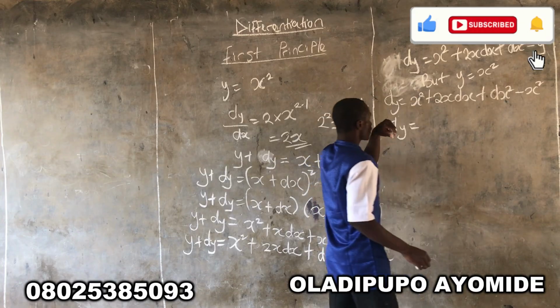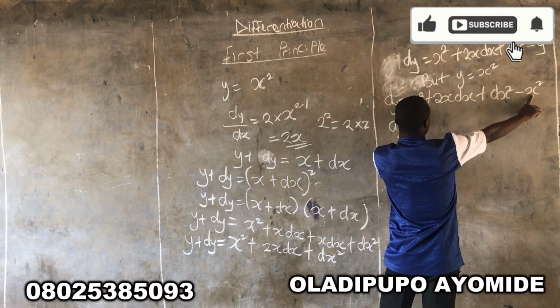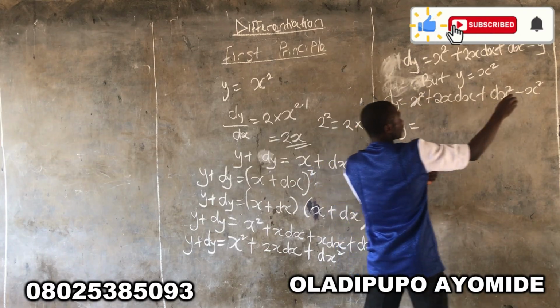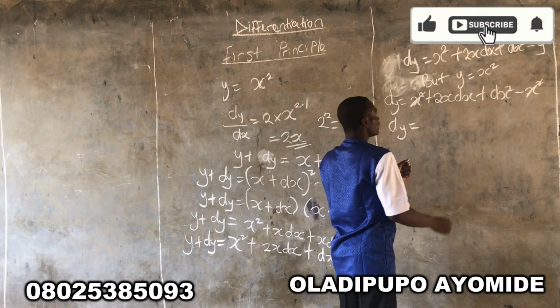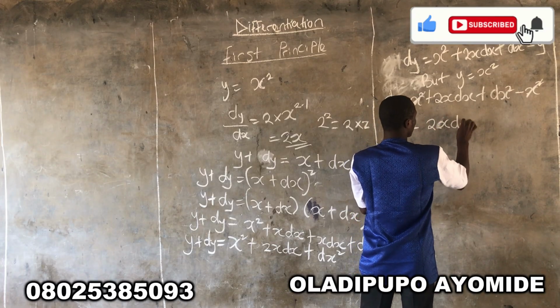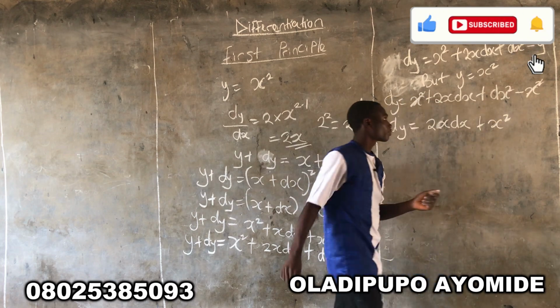Here we have plus x squared and we have minus x squared, so the x squared cancels. In this case, we can say dy is equal to 2x dx plus dx squared.